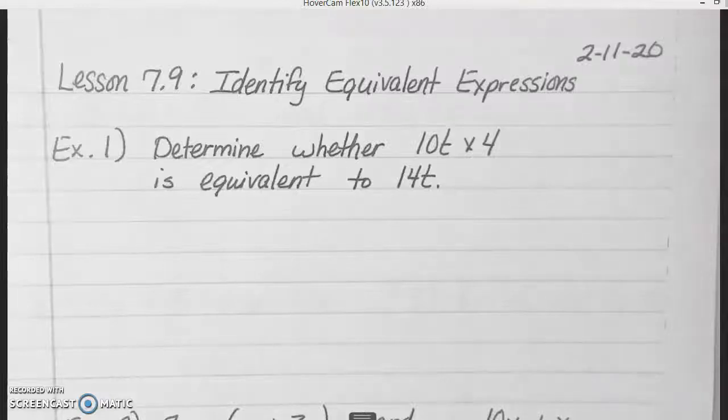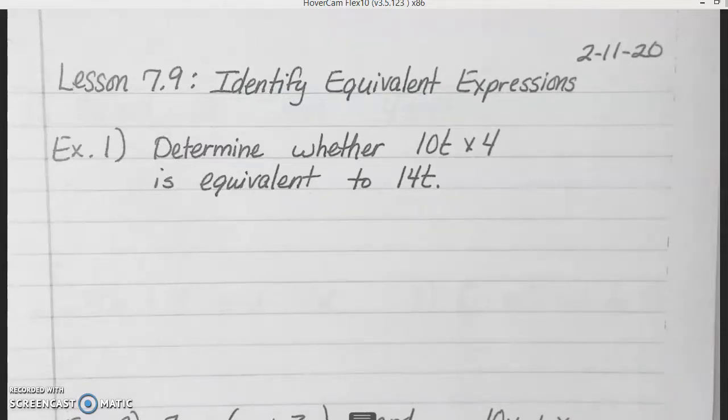Alright, this lesson is 7.9. We're going to be identifying equivalent expressions. So starting with example 1. Determine whether 10t times 4 is equivalent to 14t. So we've just got to decide, is this equivalent or not equivalent?